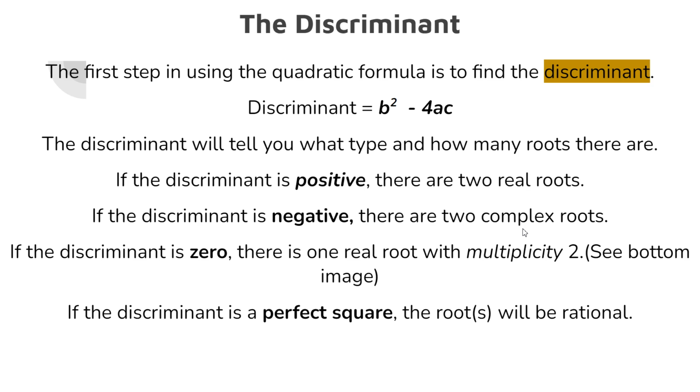If the discriminant is a perfect square, the roots will be rational. This is because the square root of any number that is not a perfect square is irrational. But if you take the square root of a perfect square, you will, of course, get a rational number. For example, the square root of 64, a perfect square, is 8, a rational number.